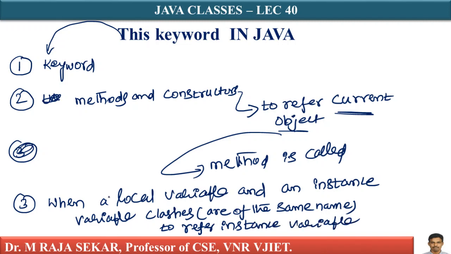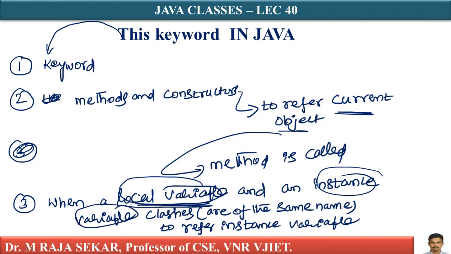There are two variables here, a local variable and an instance variable. If there is a clash between these two variables, in the sense that they have the same name, then we use this keyword. I am repeating it many times as it is very important: when a local variable and an instance variable clash, we use this keyword to refer to the instance variable. How it works, we will try to understand.